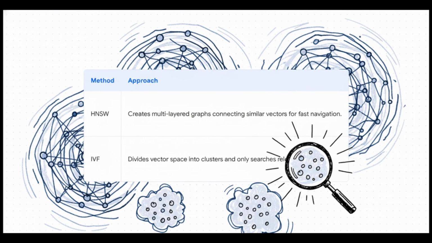And there are a couple of popular ways to do this. One method, called HNSW, is kind of like building a super efficient highway system or a map that connects similar vectors, so you can navigate between them really fast. Another one, called IVF, works by first grouping similar vectors into little neighborhoods or clusters. Then, when you search, it only looks inside the most relevant neighborhoods instead of the whole city. Both are just brilliant ways to find what you're looking for without searching everywhere.